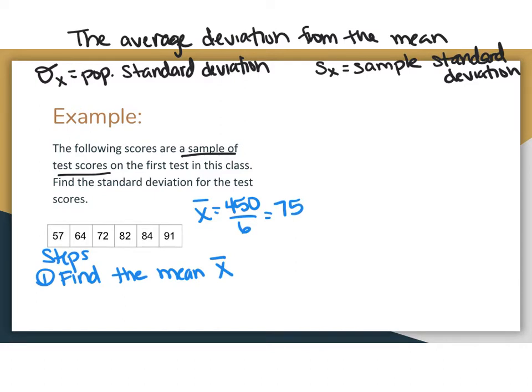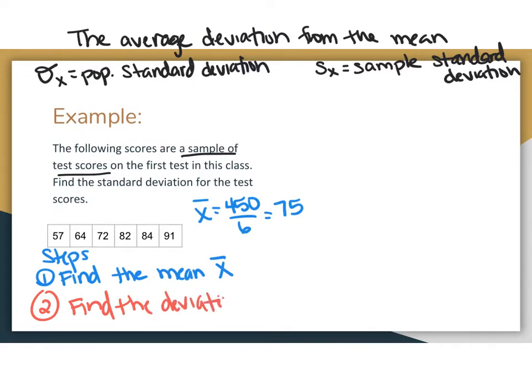Once I know the average, I'm going to find the average deviation from the mean. So I have the mean, I want to find the deviation from the mean next. So the second step is to find the deviations.